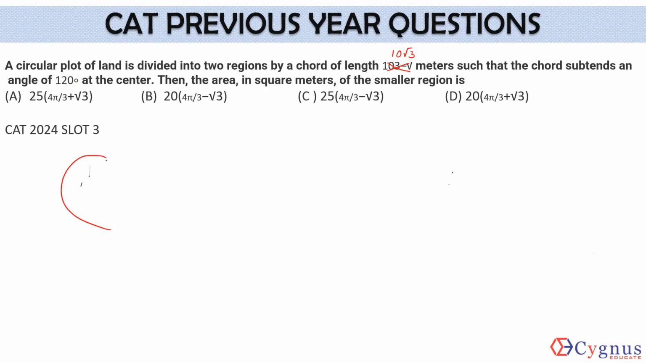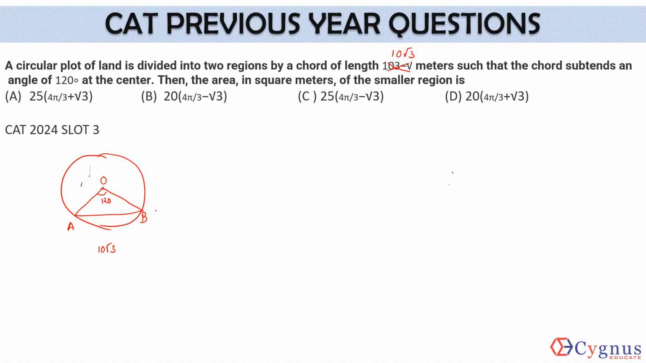So let's assume that there's a circle. This is a chord. The length of the chord, let's say this is AB, is 10 root 3. It subtends an angle of 120 degrees at the center. This angle is given equal to 120. So let's assume that this is O.